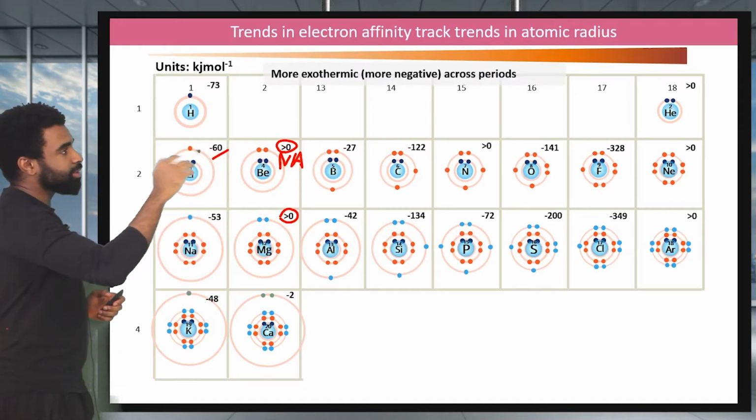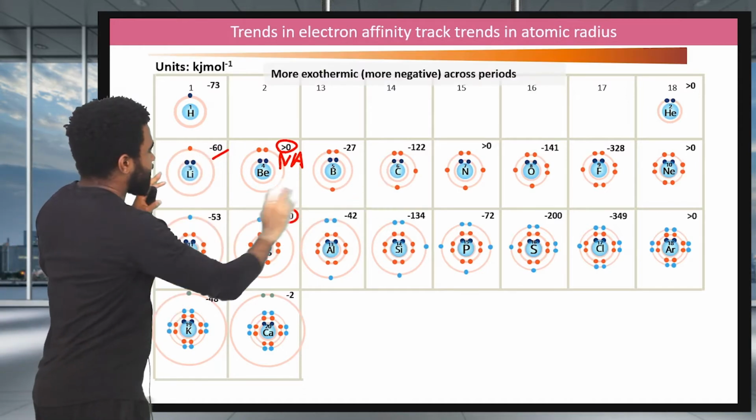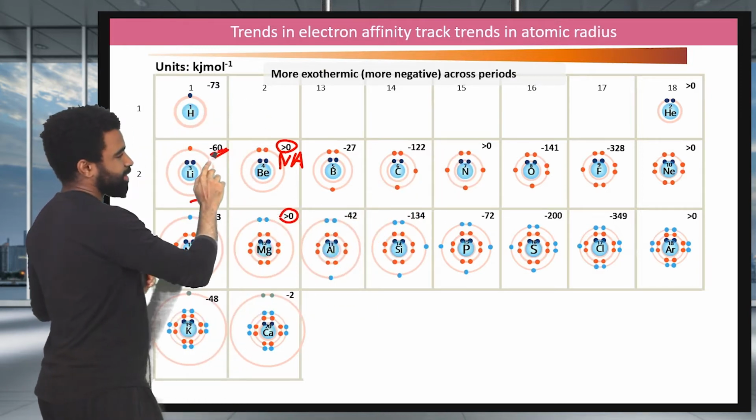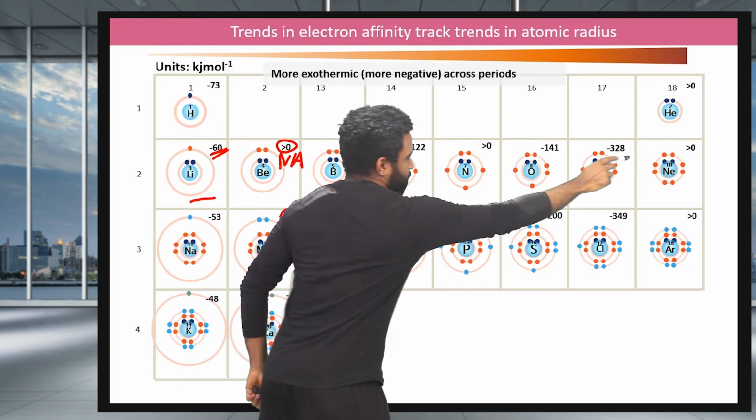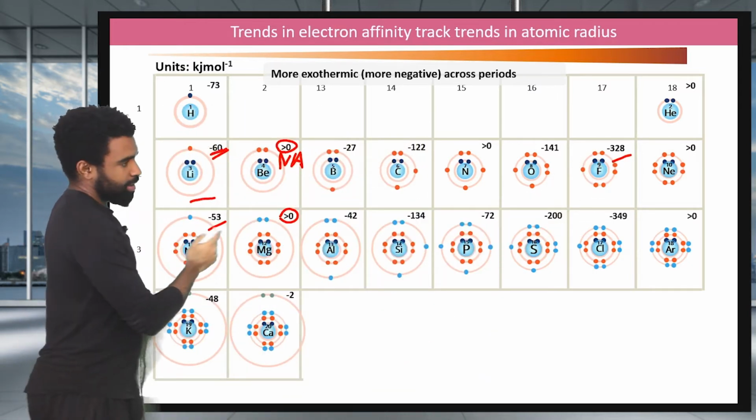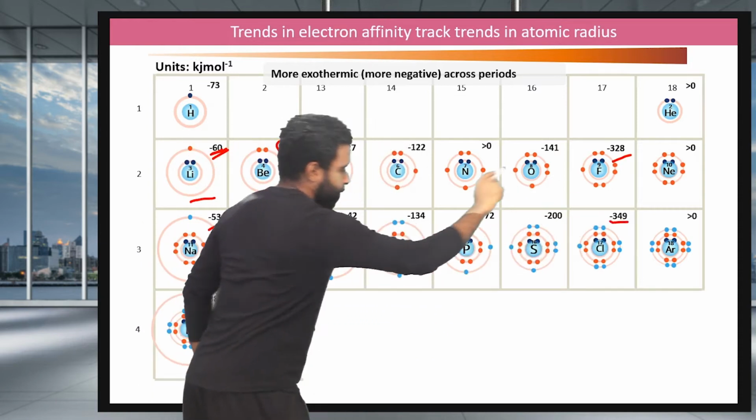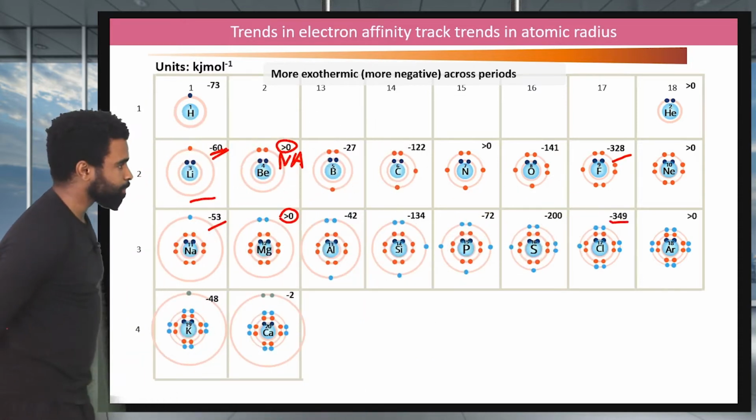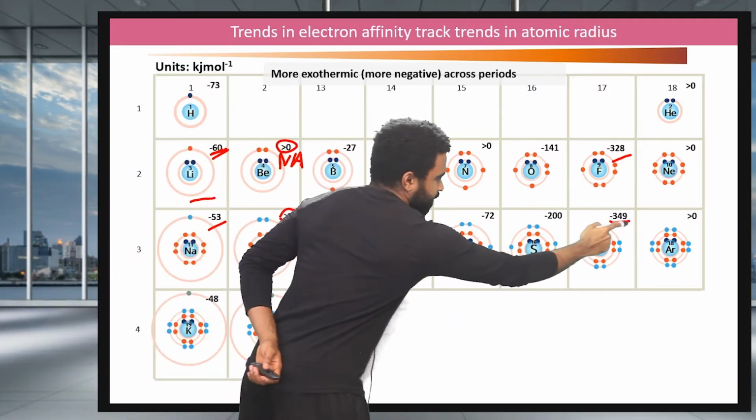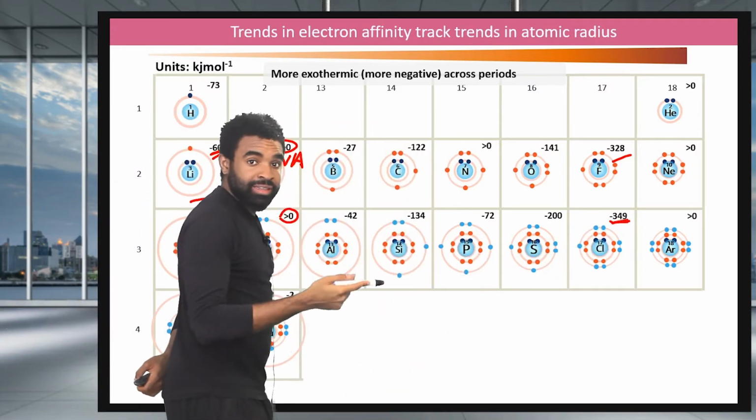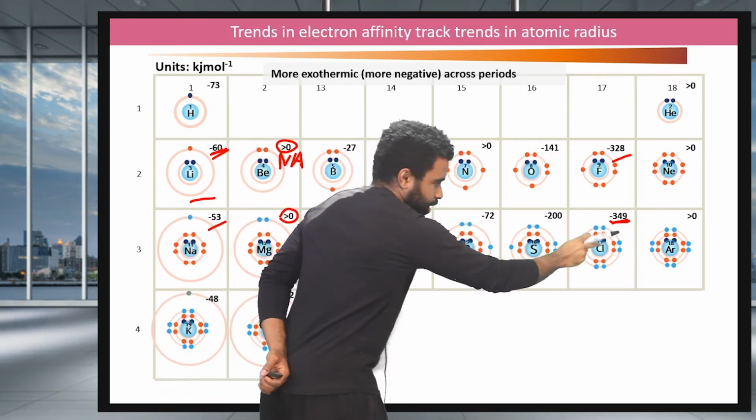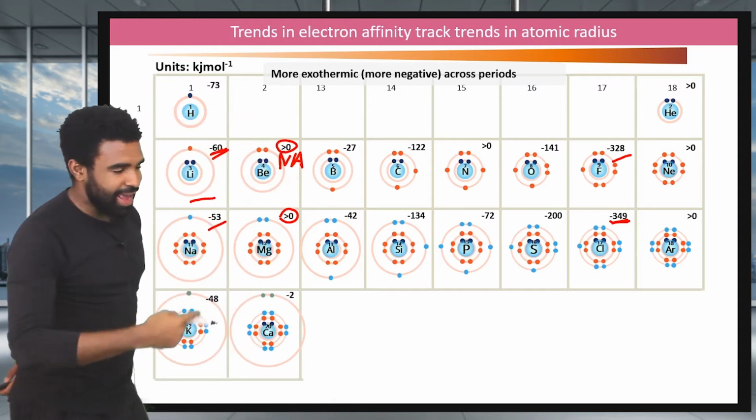Here's the first trend: across a period, it tends to get more exothermic. We start with lithium here at minus 60 kilojoules per mole, and we end up there with fluorine at minus 328. Or over here, we start at minus 53, and we end up there at minus 349 kilojoules per mole. So it's getting more exothermic. So for example, for chlorine, this means that we would release 349 kilojoules for every mole of electrons that we drop into a mole of chlorine atoms.